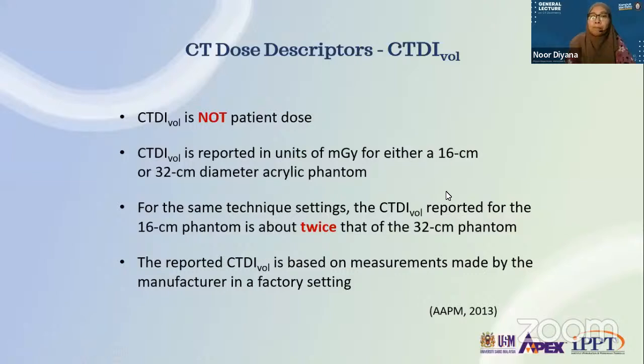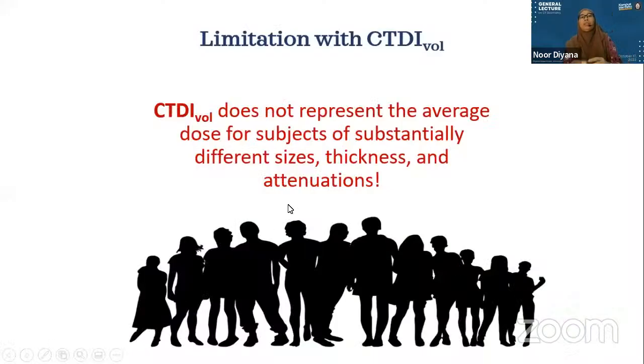Describe our CT dose. Okay. So the limitation with CTDI volume is that it doesn't represent the average dose for subjects of different sizes. Because now we are using 32 centimeters, we are assuming that all adult patients are 32 centimeters and all pediatric patients are 16 centimeters. Same thickness and same attenuation, which is based on PMMA attenuation.